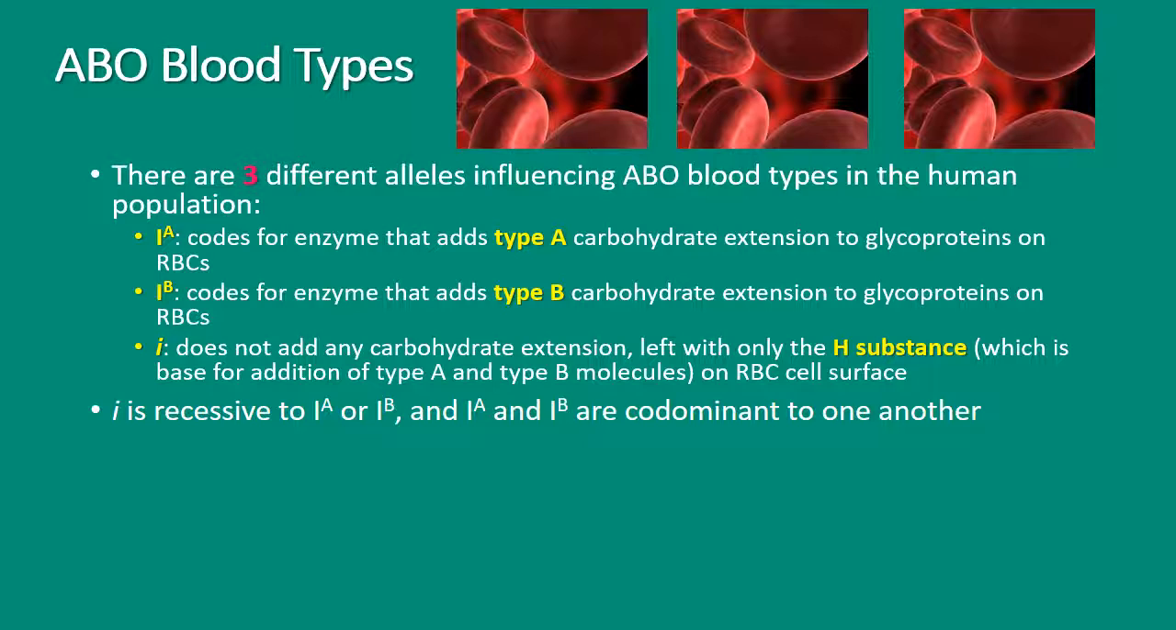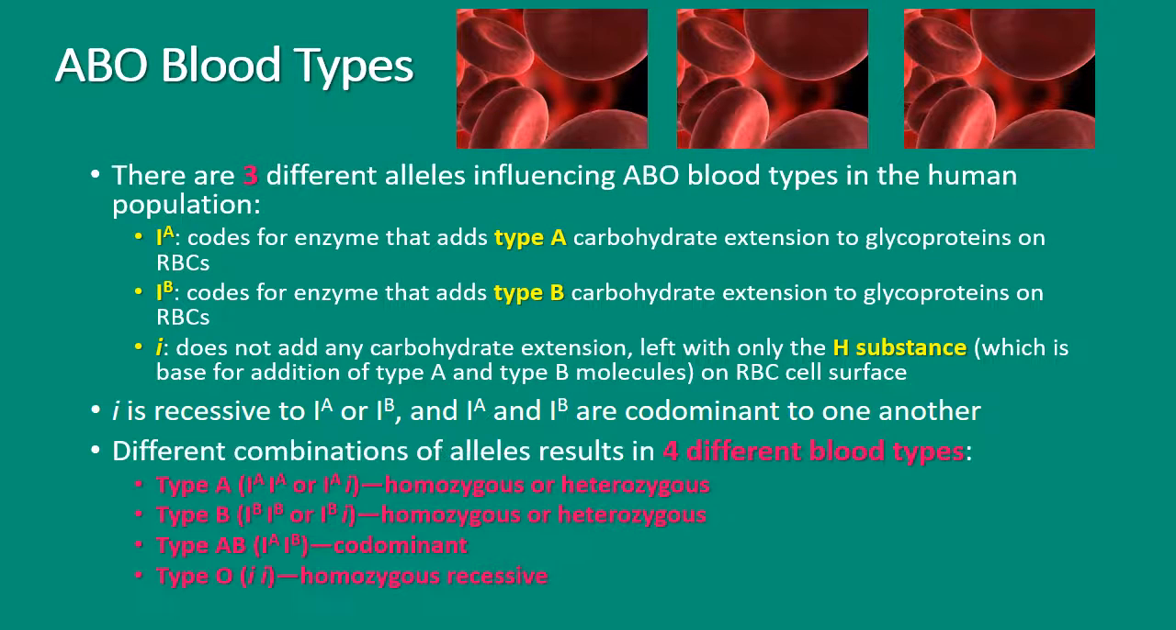Now, the lowercase i allele is recessive to the A and B alleles, but the A and B alleles are actually codominant to one another. So that produces 4 different blood types. You can either be type A, meaning that you produce the type A carbohydrate extension on your blood cells. You can be type B, meaning you produce the type B carbohydrate. You can be type AB, meaning that you have both types of carbohydrates. Or you can be type O. With type O, all you have is the H substance. You don't add either carbohydrate to your cells.